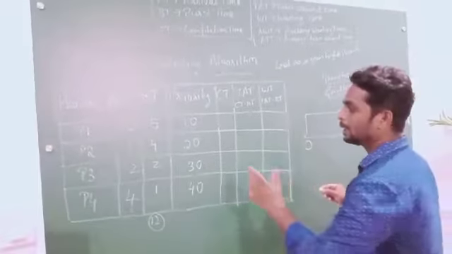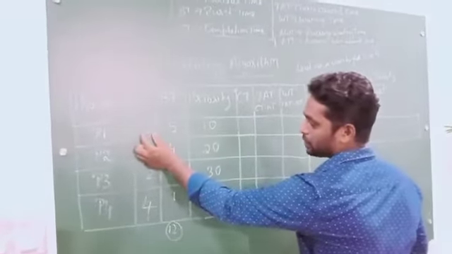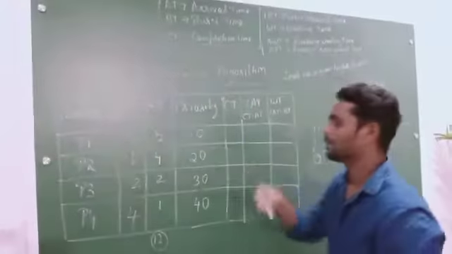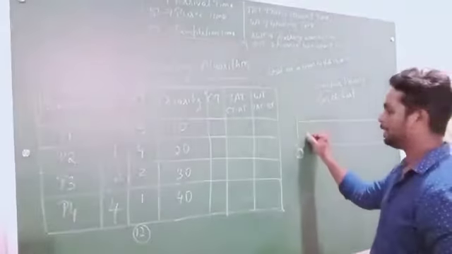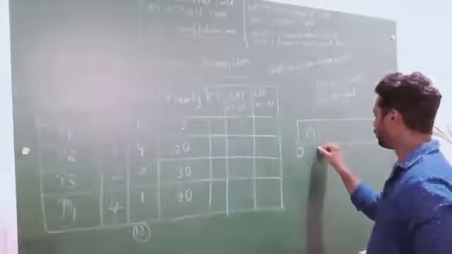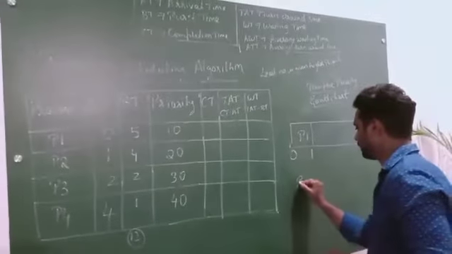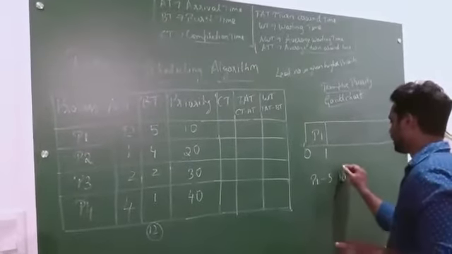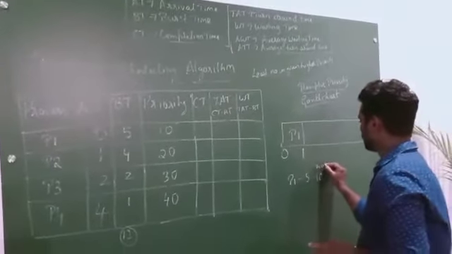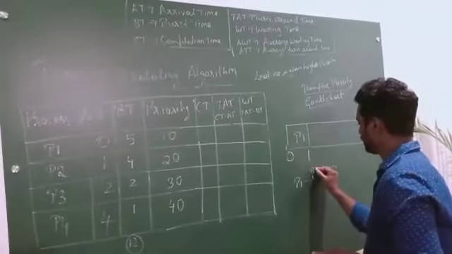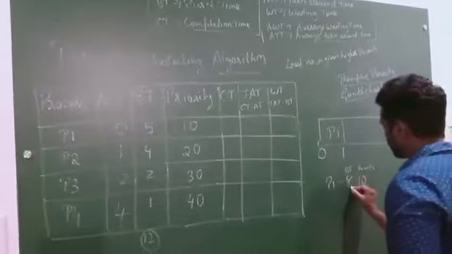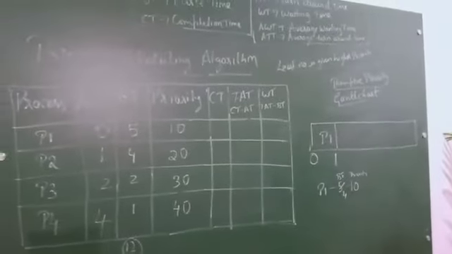First, the process that came at 0 seconds is your P1. It will execute until your first second. So P1 can execute for 1 second. Assume your P1 process has burst time 5 and priority 10. If it has executed 1 second, remaining is 4. Hope you are clear with this.